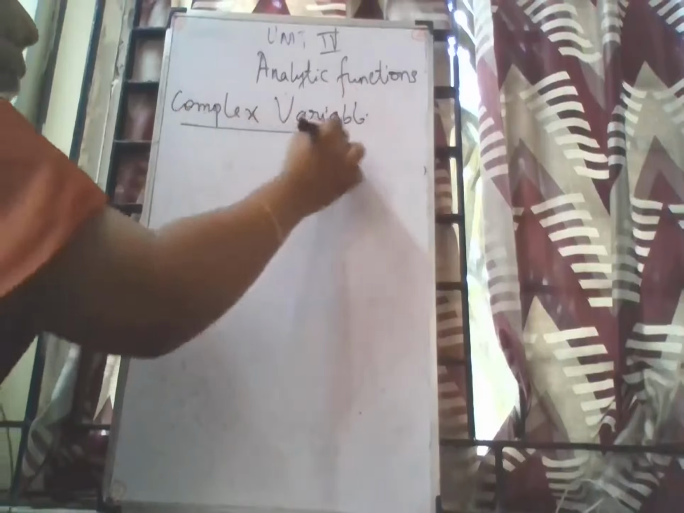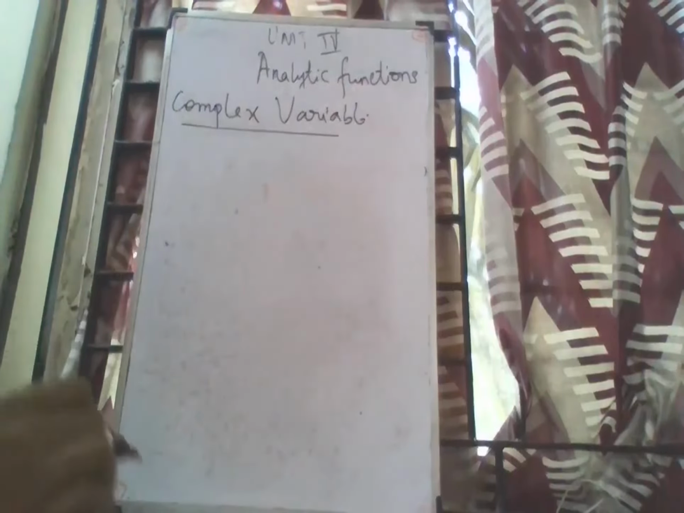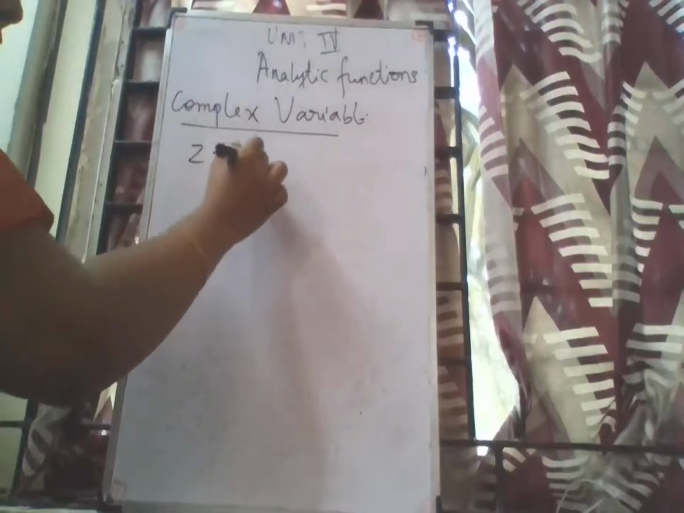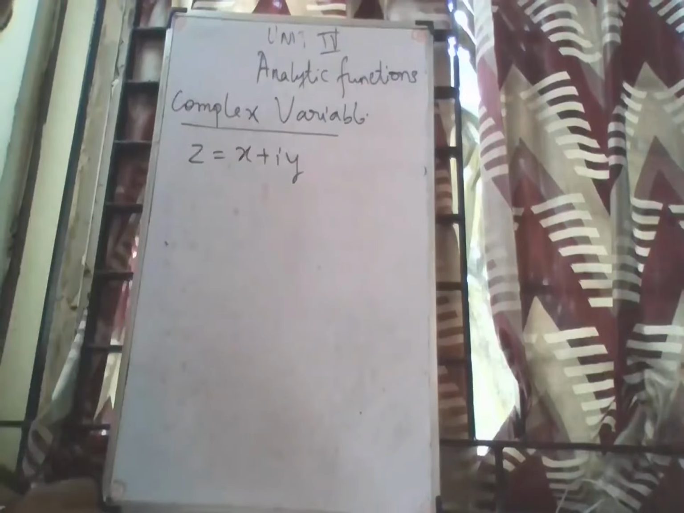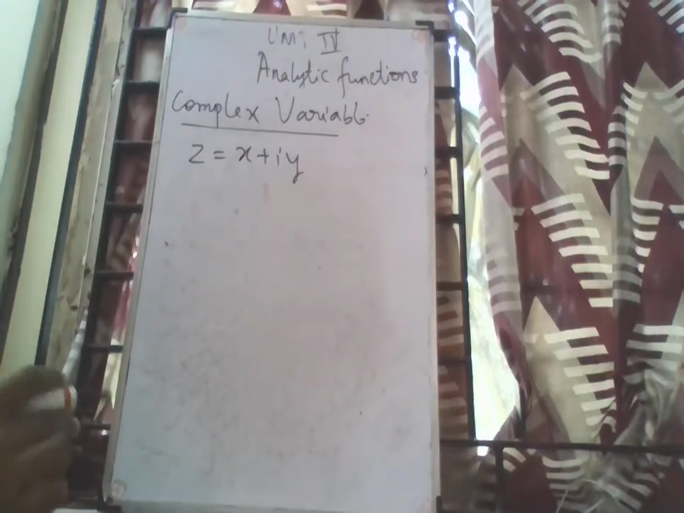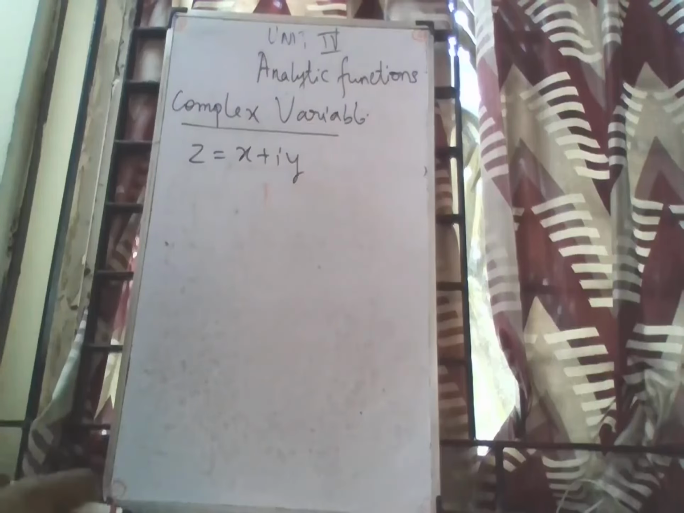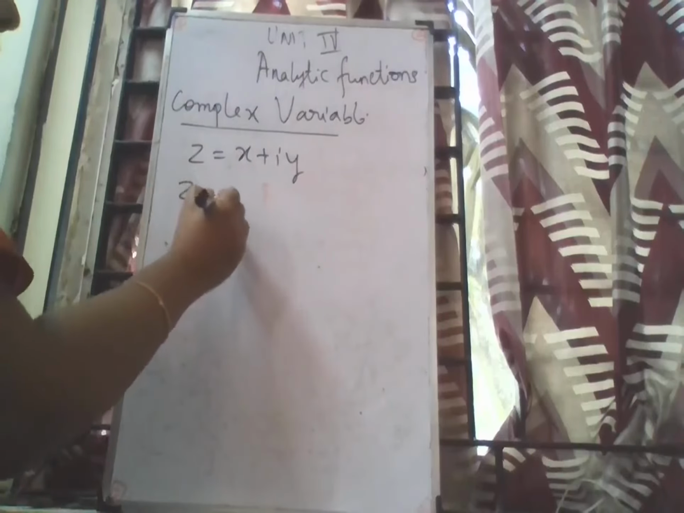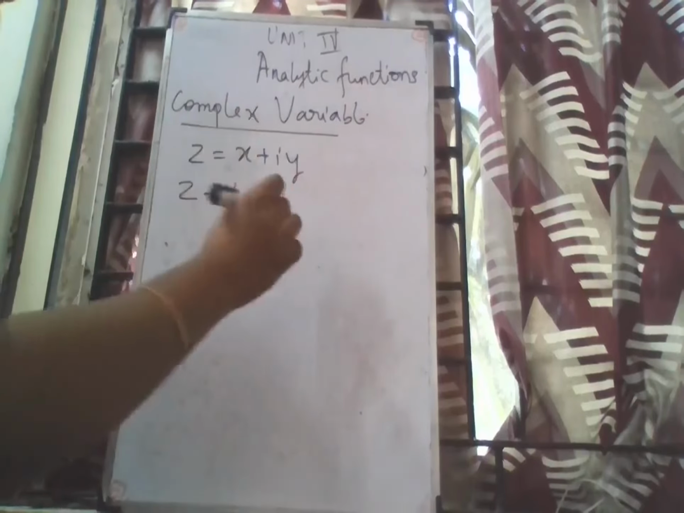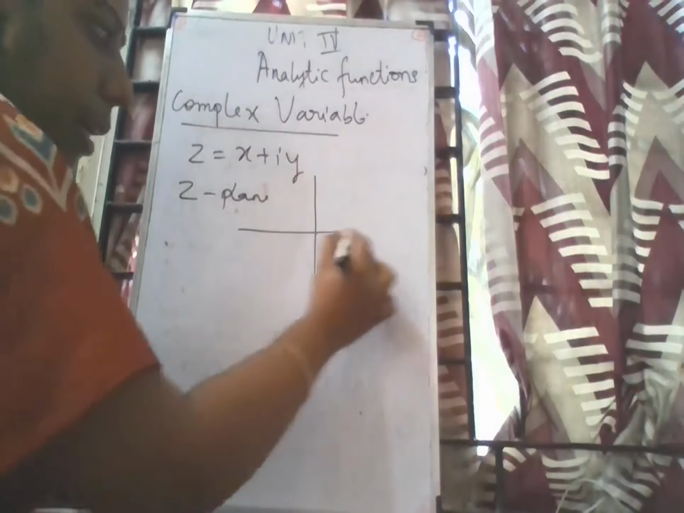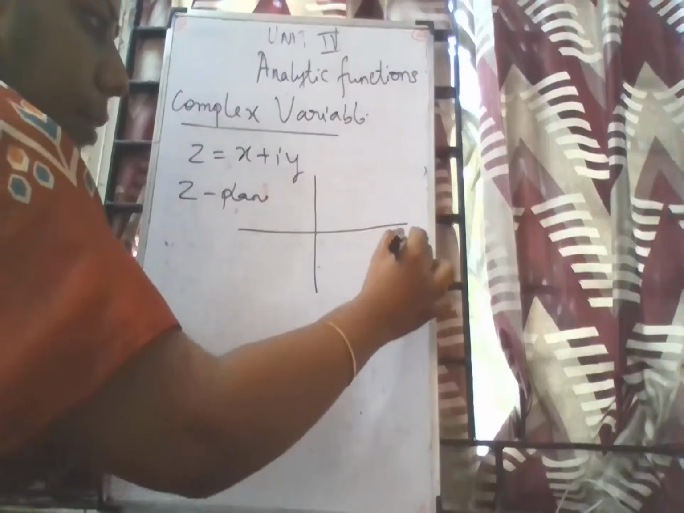The quantity z equal to x plus iy, where x and y are two independent real variables, is called a complex variable. The plane in which the values of z are represented is called the z plane. In a simple way, usually we define real numbers and the real axis.